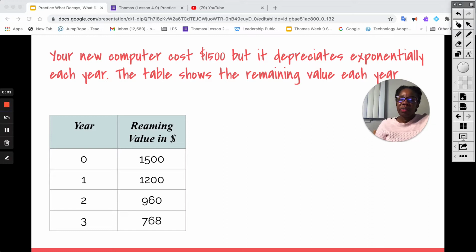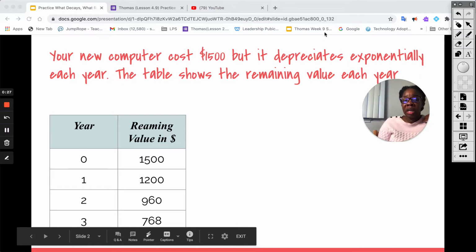All right, so this question says, your new computer costs $1,500, but it depreciates exponentially each year. The table shows the remaining value each year. And so what we're asked to do is find the fraction that represents the remaining value. We're asked to find the fraction by which the computer decays yearly. So how much value is it losing? And then the equation that represents the remaining value.